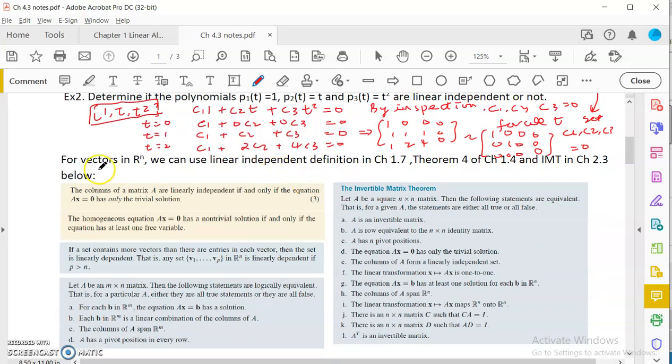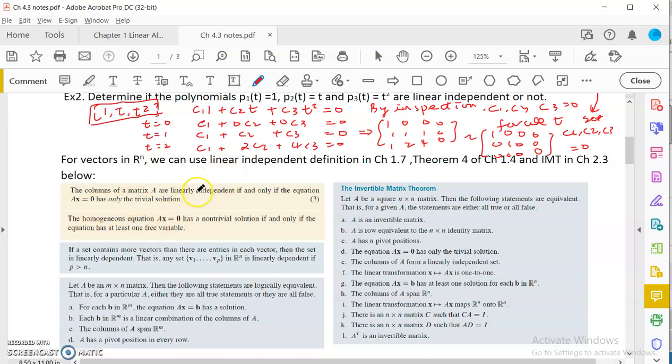Then for Rn, when you do the homework, there are actually a lot of homework questions that go from Rn back to Rn. So do you still remember in 1.7 we had these two theorems?